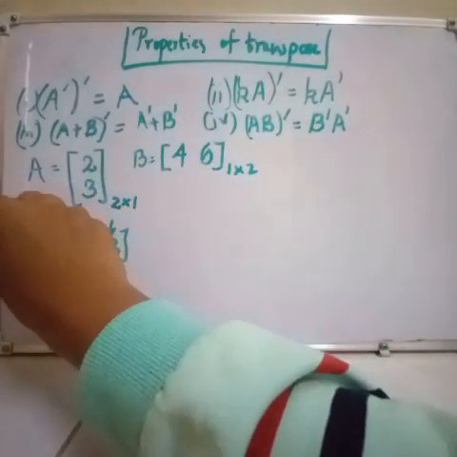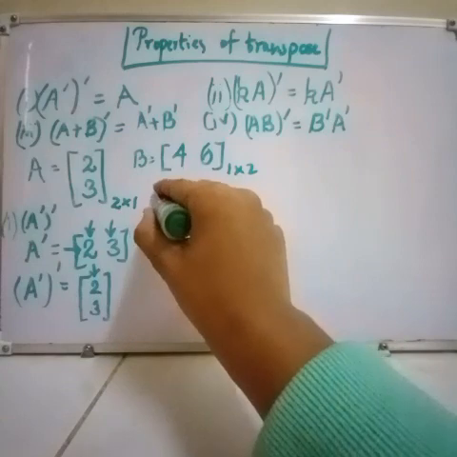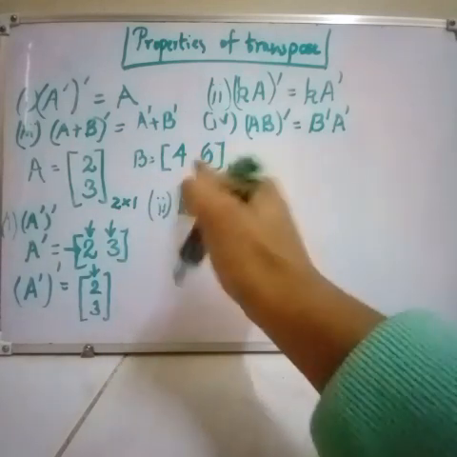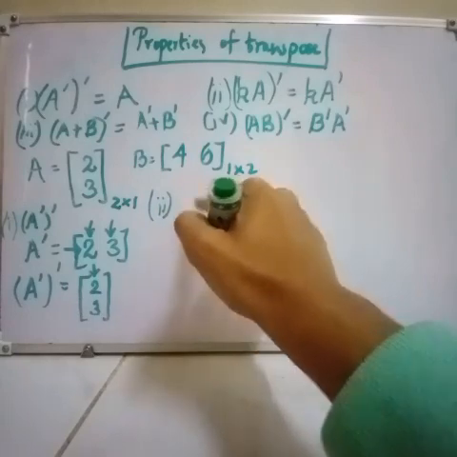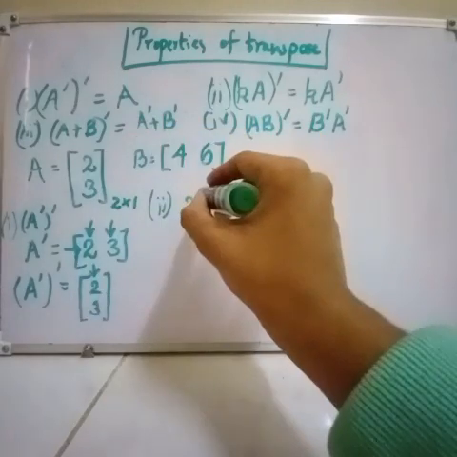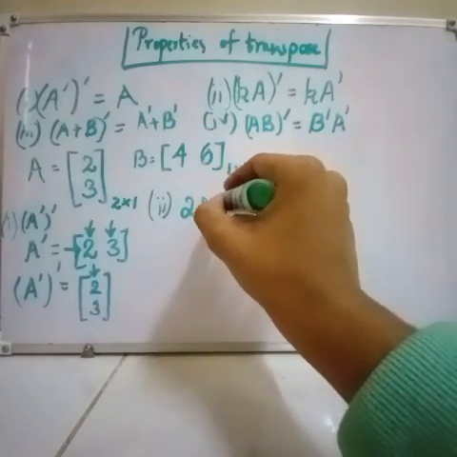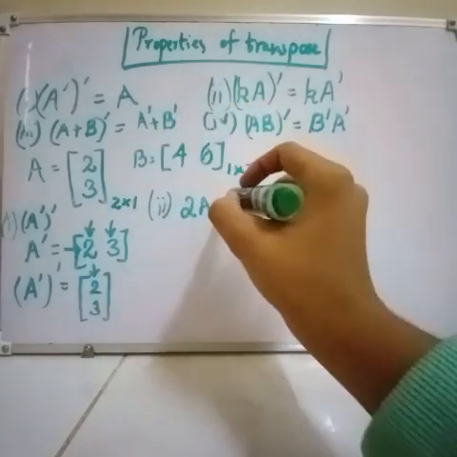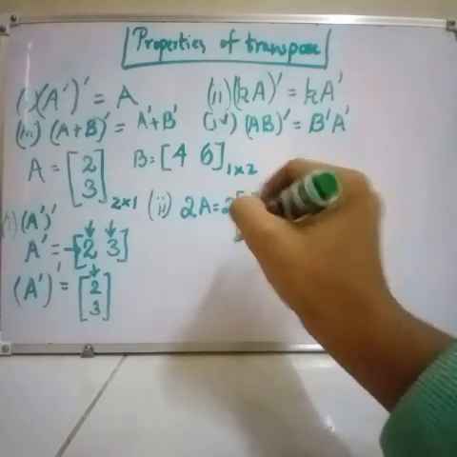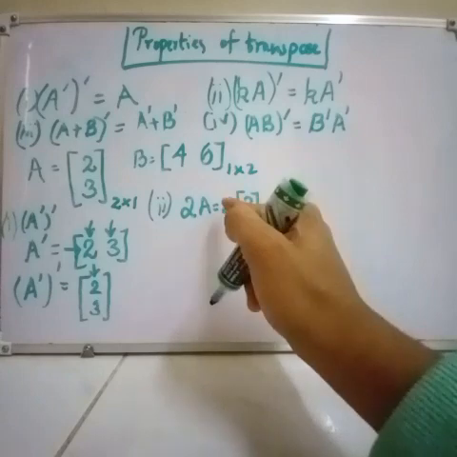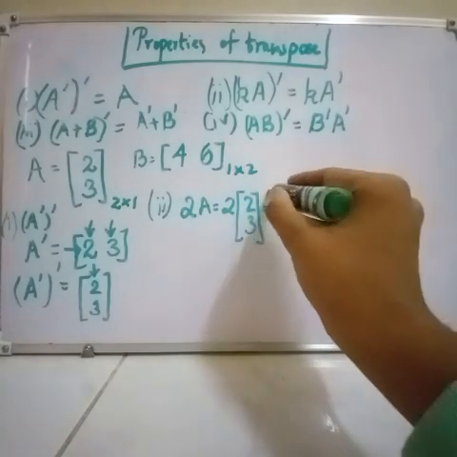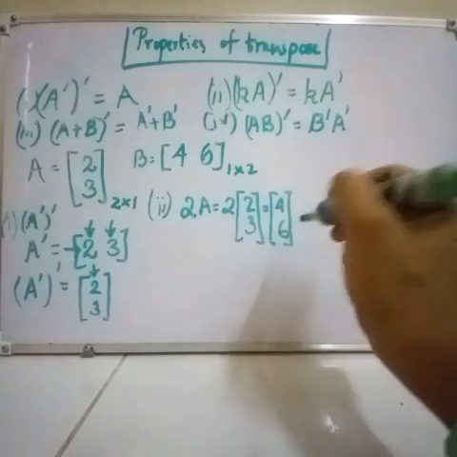This is our first property proved. Now let's go to the second property, (kA)'. Instead of k, let's have the constant as 2 and multiply it with A. So 2A will be equal to 2 times the matrix, multiplying each element by the constant 2, so it becomes 4, 6.